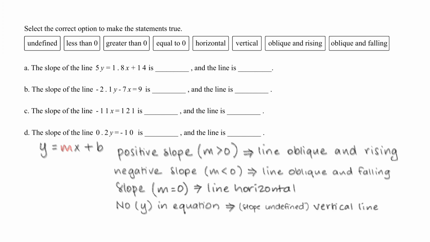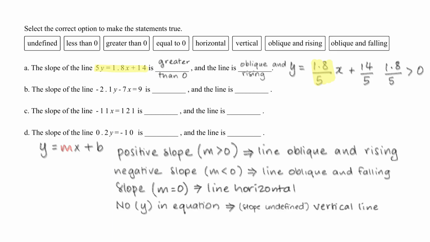Part A. We are given the equation 5y equals 1.8x plus 14. First, we need to get y by itself, so divide everything by 5. Now look at the number in front of x. We have 1.8 over 5. Since it is positive, the slope is greater than 0, and the line is oblique and rising.